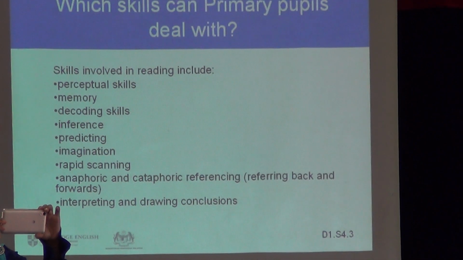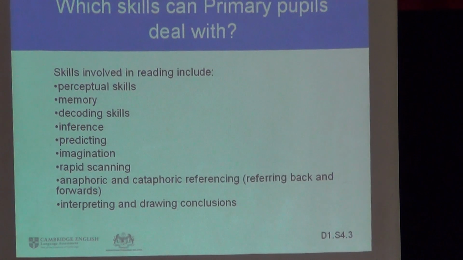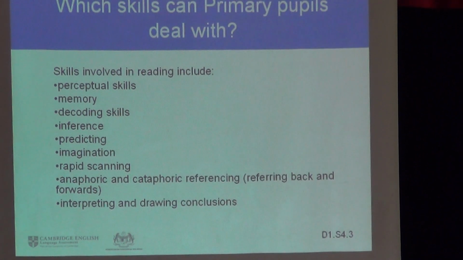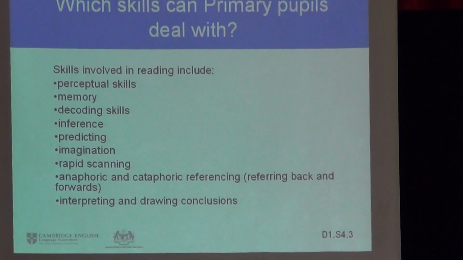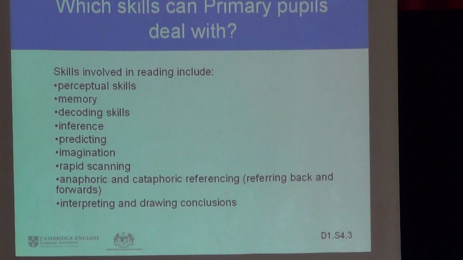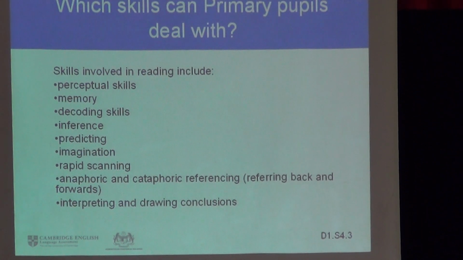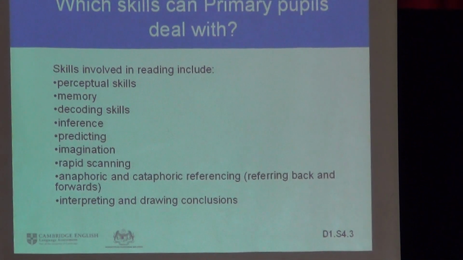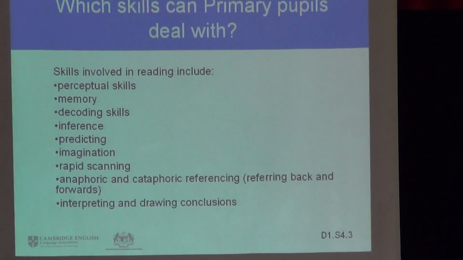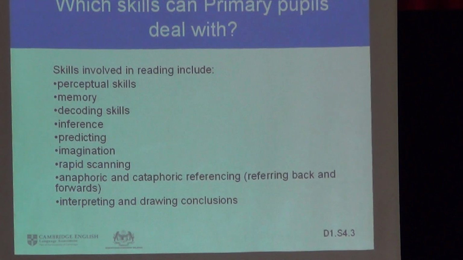Which skills can primary pupils deal with? The skills involved in reading actually include perceptual skills, memory, decoding skills, inference, predicting, imagination, rapid scanning, anaphoric and cataphoric referencing. Do you understand what is anaphoric and cataphoric referencing? You have done that when you ask your pupils to read text, right?